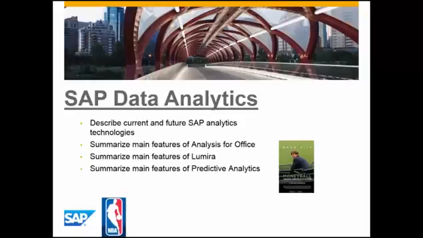But in this unit, it has four major sections. So we have four learning goals. One is to describe the current and future SAP analytics technologies. And then we're going to talk about three of the technologies or software tools in some detail. So you should be able to summarize the main features of three of the tools. One is Analysis for Office, second is Lumira, and third is Predictive Analytics.